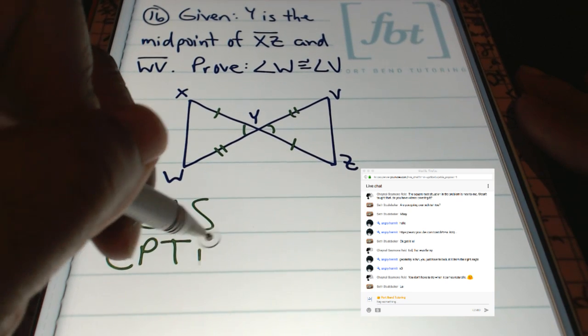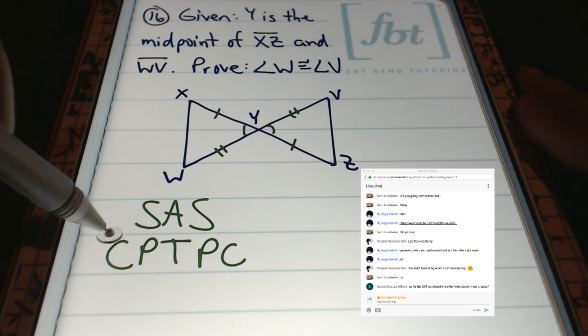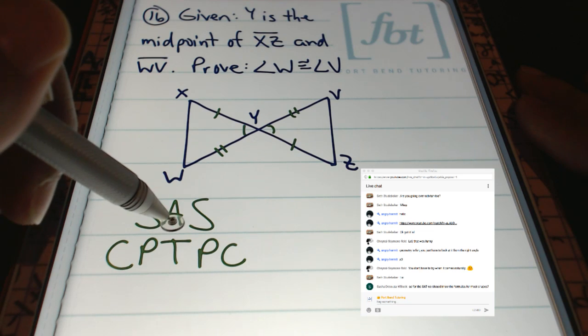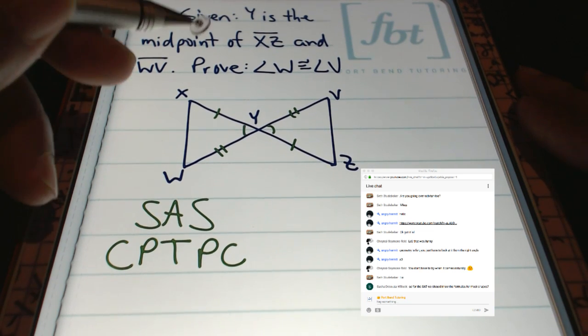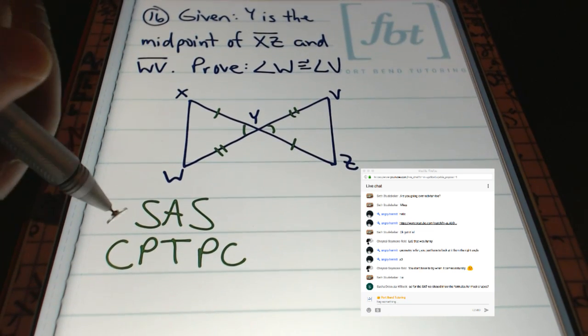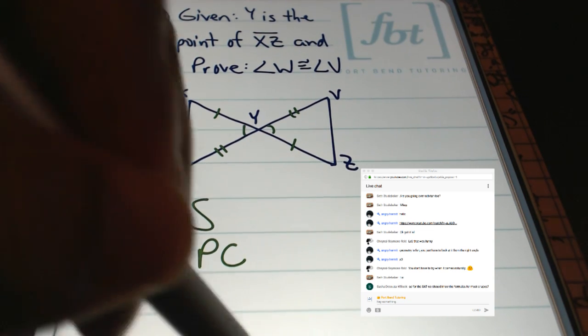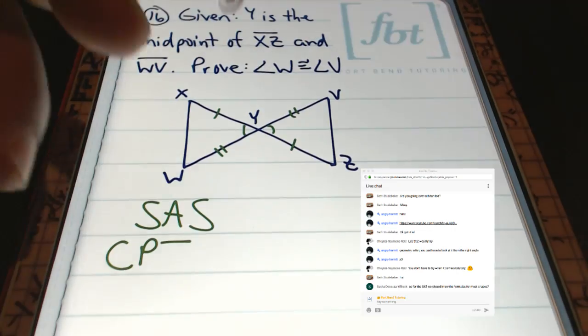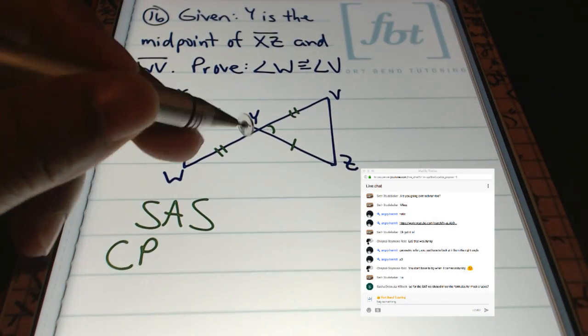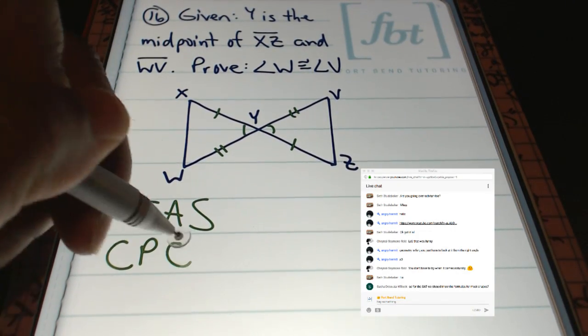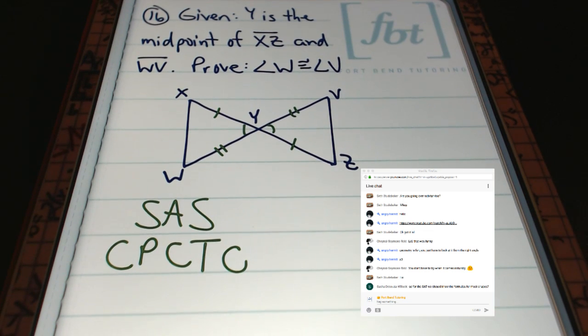All right, let me say it. Is that right? Congruent parts of congruent triangles. CPCTC. I always mess this up. Congruent parts of congruent triangles are congruent. All right, let's figure this out. I think it is congruent parts of congruent triangles are congruent. I think this is it. All right, there you go.